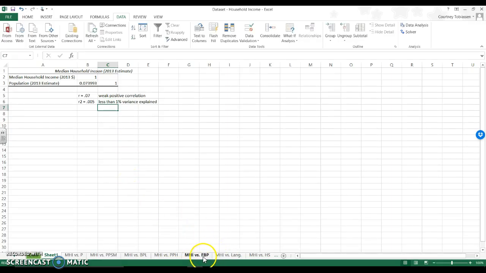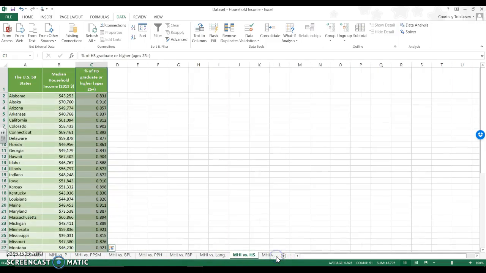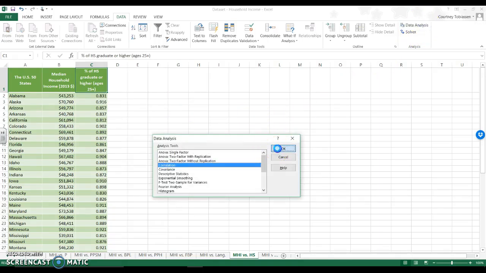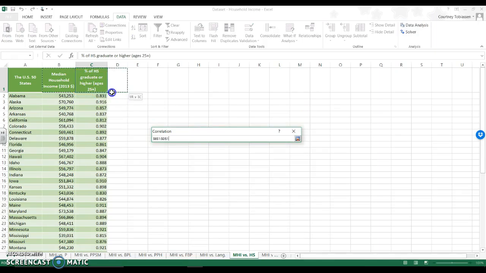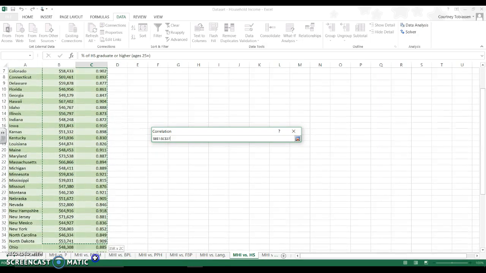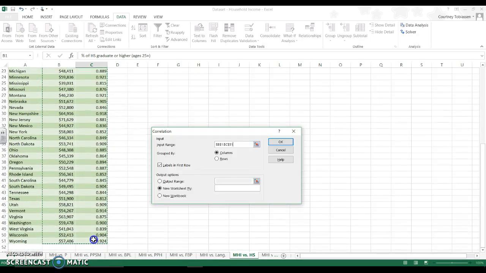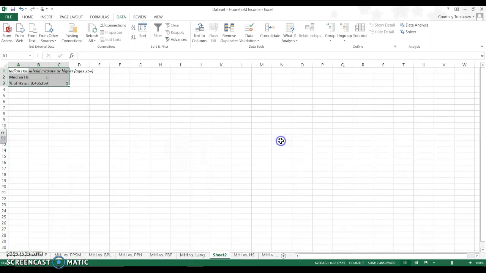Let's jump over to one that's maybe a little bit more exciting, maybe. So this is going to correlate income and if you have a high school graduation. I would think there will be a correlation between those, but we will see. I haven't done this one before. I included labels, we hit okay.